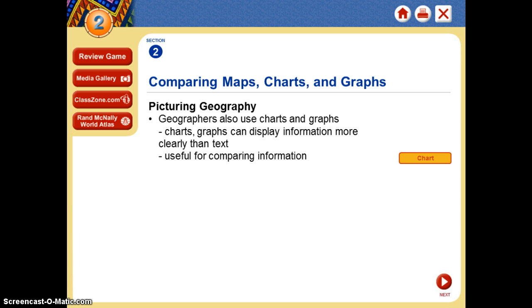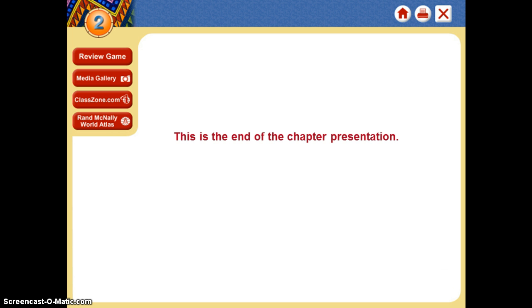But just know that the general advantage to using charts and graphs is that you can display information more clearly than you can, and more quickly than you can, with just simply text.